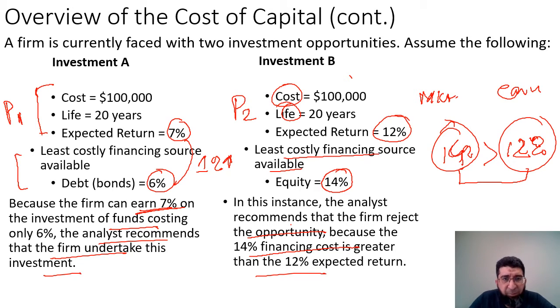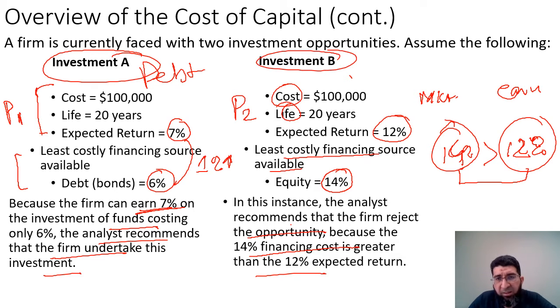So this is basically debt, and investment B is related to equity. And how do we know this? Because in investment A, we were benchmarking against the debt, and in investment B we were benchmarking the project acceptance against the investment in equity.